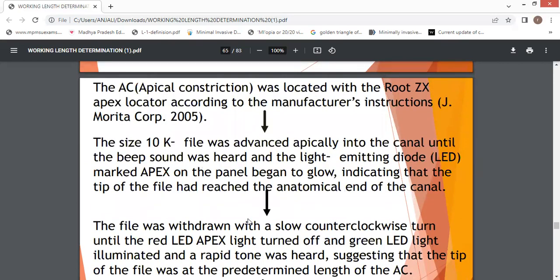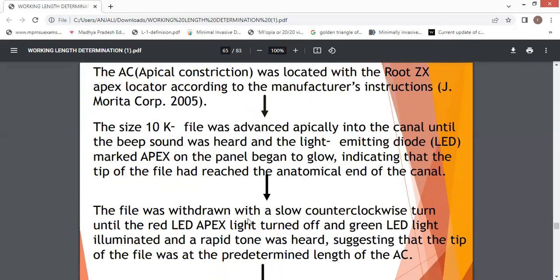The apical constriction was located with the Root ZX apex locator according to the manufacturer's instructions. The size 10 K file was advanced apically into the canal until the beep sound was heard and the light emitting diode LED marked apex on the panel began to glow, indicating that the tip of the file had reached the anatomical end of the canal.